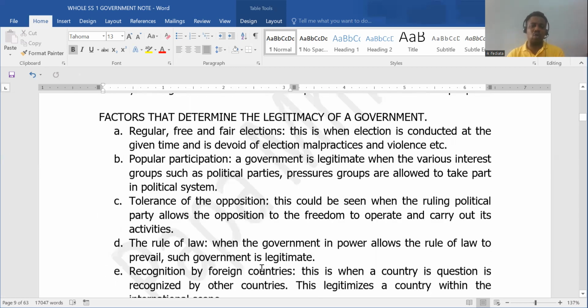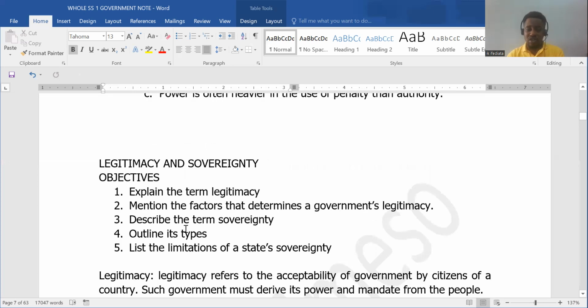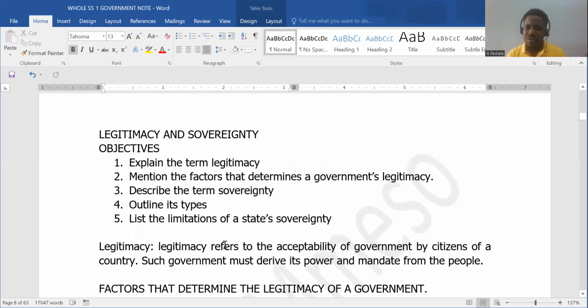Now, if you look carefully, we've looked at the meaning of legitimacy, factors that determine a government's legitimacy, described the term sovereignty, outlined its types, and listed the limitations of a state's sovereignty. Now, look at this topic. If I say state A is a sovereign state, can you give me reasons why you believe that state A is actually a sovereign state? And if you feel that they aren't a sovereign state, can you give me reasons to support your view?